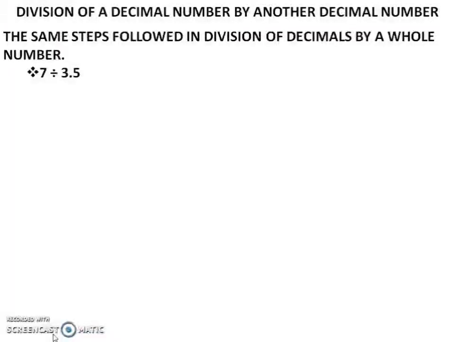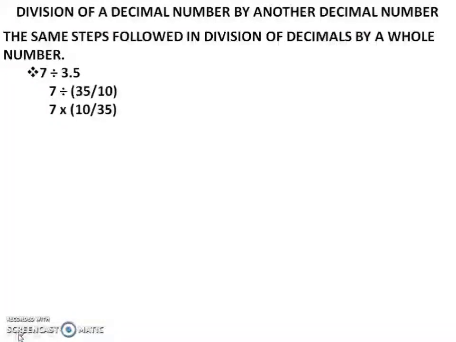7 divided by 3.5. Here the dividend 7 is a whole number and the divisor 3.5 is a decimal number. So what is the first step? You are going to convert 3.5 to a fraction. 7 divided by 35 by 10. Now what will you do? You should apply fractional division. That is 7 into the reciprocal of 35 by 10. That is 7 into 10 by 35.